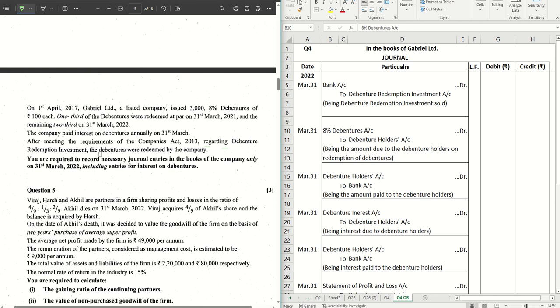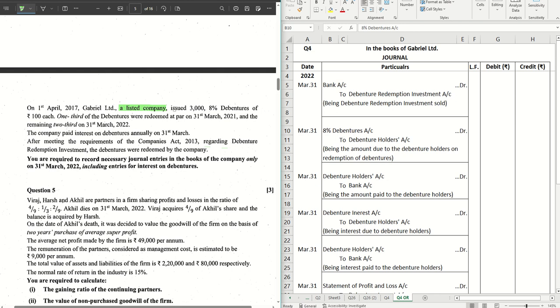This is a sum on redemption of debentures as well. However, in this, we are required to pass entries for interest on debentures as well. So let's see what do we have. On 1st April 2017, Gabriel Limited, a listed company, issued 3,000 8% debentures of rupees 100 each. Now, it's a listed company. As per the rules, a listed company is not required to create a DRR. Right? However, it is required to create DRI, which is the debenture redemption investment. All right. So do remember this, otherwise you'll end up making mistakes.